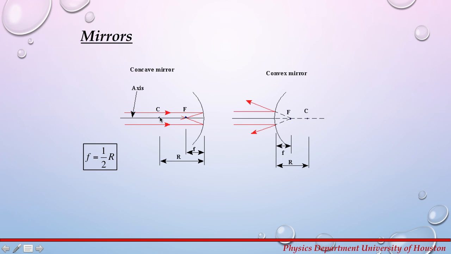The focal length of the mirrors is equal to 1/2 of the radius of the mirror, r in our case here, and it is positive for concave mirrors and it is negative for convex mirrors. The radius of the mirror is the distance from the mirror surface to the center of the curvature of the mirror, in our case C here.